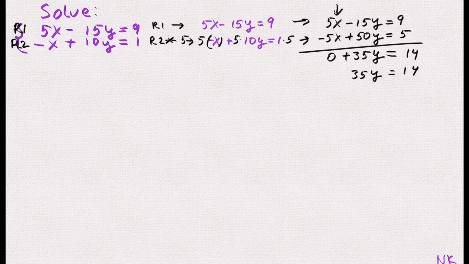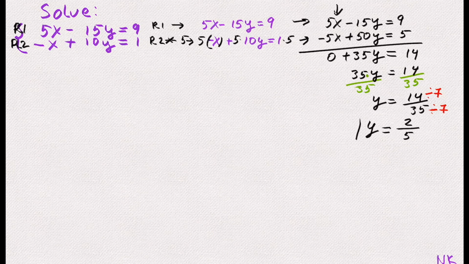Y is being multiplied by 35. The opposite would be to divide by 35. Whatever we do to one side, we do the same thing to the other side, and we get y is equal to 14 out of 35. Numerator and denominator can be divided by 7, and we get y is equal to 14 divided by 7, 2, and 35 divided by 7, 5. So our y variable is equal to 2 out of 5.